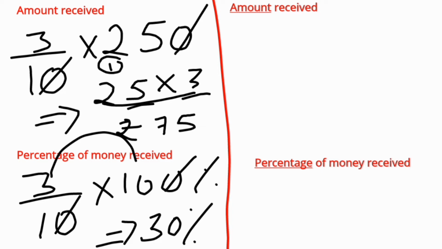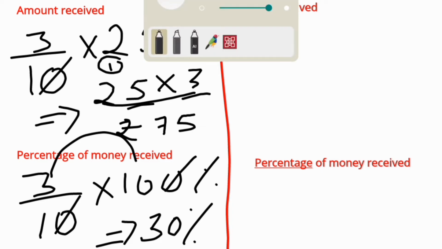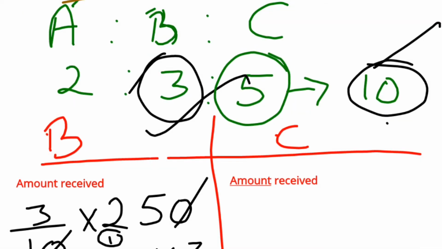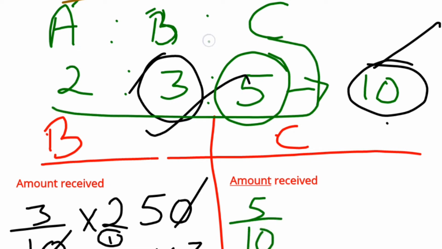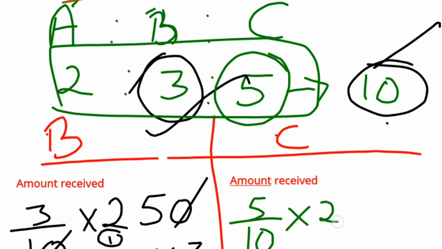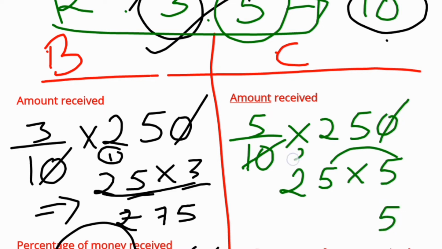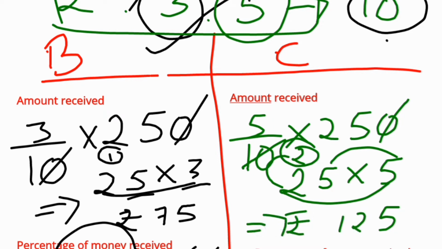Now we'll calculate for C, the amount received by C and the percentage of money received by C. First you will see the fractional part of C, that is 5 upon 10. 10 is the total of all the ratios, into the total amount, that is 250. 0 cancel with 0. Now you have to find the value of 25 into 5. 5 5s are 25. 2 carry. 5 2s are 10. 10 plus 2, 12. So 125 rupees is the share of C.